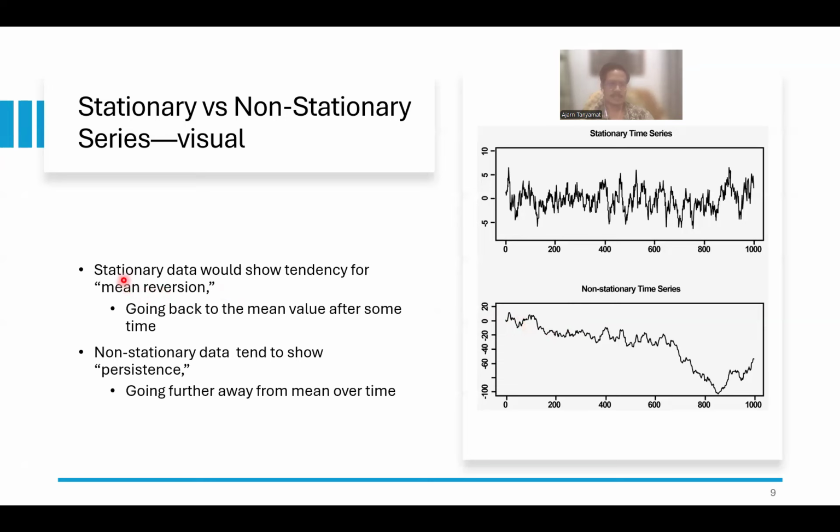So stationary data would show a tendency for mean reversion, reverting back to the mean, reverting back to its central value, right? Going back to the mean value after some time. While non-stationary data tend to show persistence, meaning that if it goes down, it's going to keep going down. If it goes up, it's going to keep going up, right? Over time, it's going to keep going down or going up. In this case here, not only do we see that it has some kind of a trend, it also tends to become more volatile over time, as the variance is not constant either. Okay? Visually, that's what it looks like.